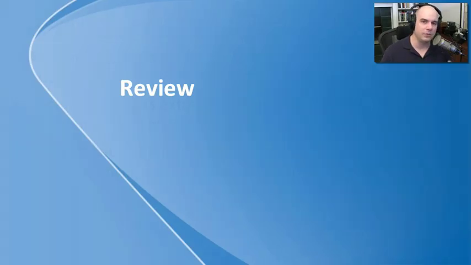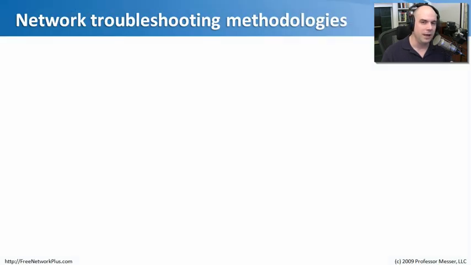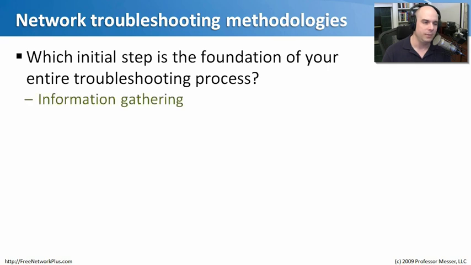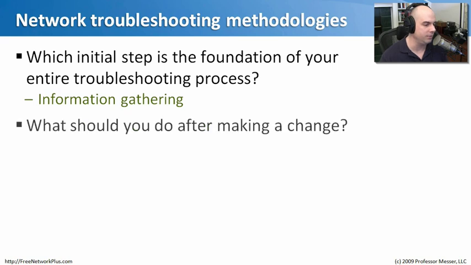Let's think about what we've just now learned about going through the troubleshooting process and the methodologies that we should have in place. So let's go through some questions. Our first question is, which initial step is the foundation of the entire troubleshooting process? Where do we start whenever we hear that there's a problem we need to resolve? Well, we need to think about gathering information. We need to think about asking people about what they're seeing, how they're seeing it, and drilling down into understanding more about the experiences they're having with the problem that they're suffering with.